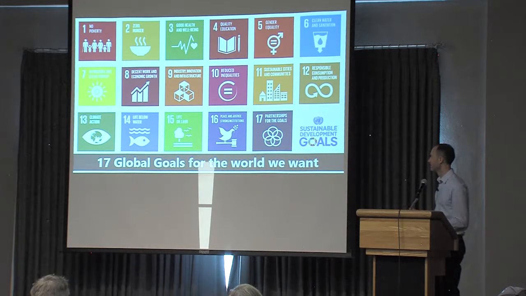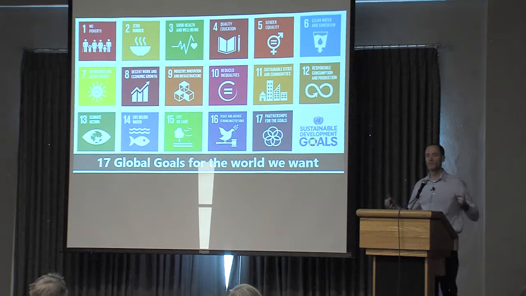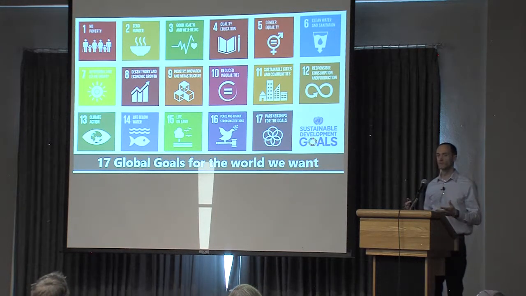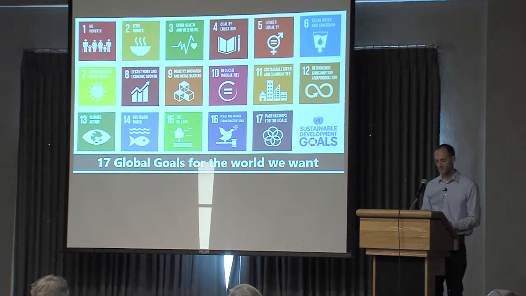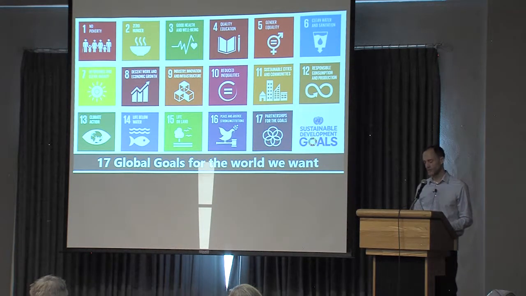So goal number 1 is no poverty. Goal number 2 is zero hunger. Number 3, good health and well-being. Number 4, quality education. 5, gender equality. So these are just really broad goals for our world, and we have 15 years to achieve them. So they span from 2015 to 2030.